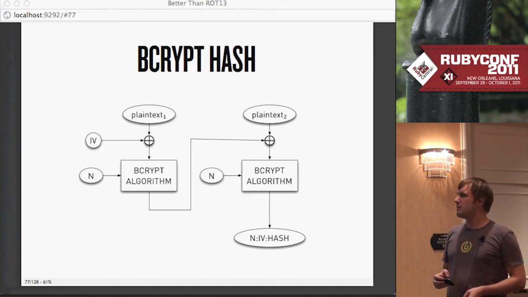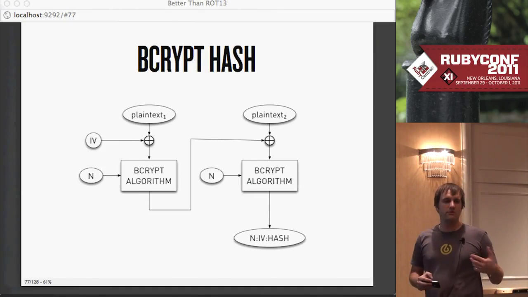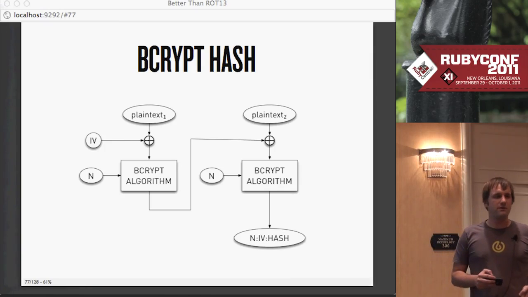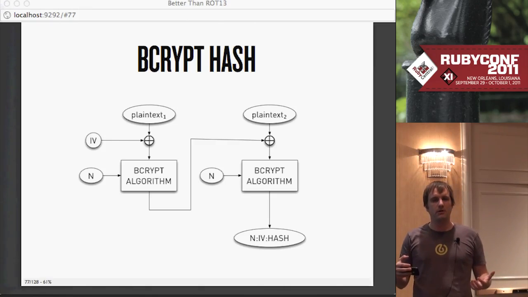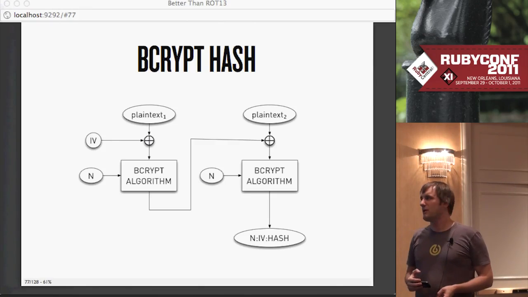bcrypt is similar. It uses an initialization vector. That's why if you ever use bcrypt and you encrypt the same thing twice, it will actually be something different, because it's using an initialization vector. So you can't actually compare the output of bcrypt to see if the encrypted contents are the same.